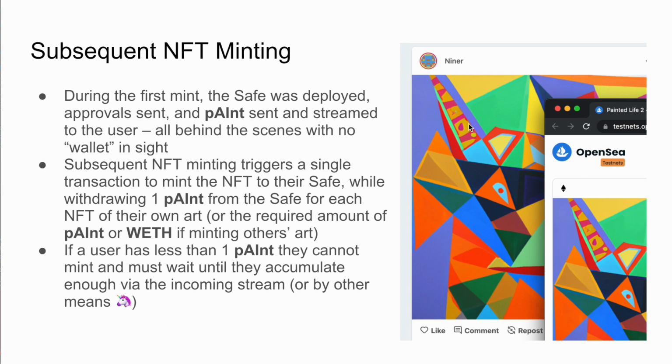An option that users have when they create art is to set a mint price for others to mint. And they can do that using paint or even wrapped ether. And so subsequent mints like this will take the required tokens to pay for the mint.